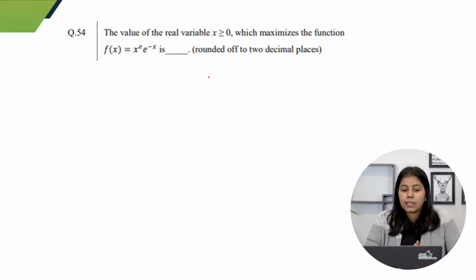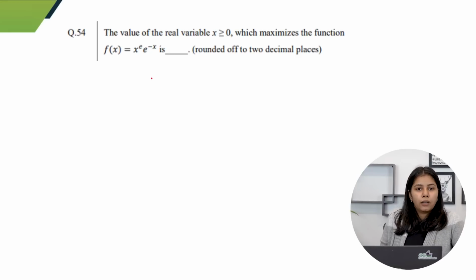Yeah. So this is another question. It says: the value of a real variable x greater than or equal to 0 which maximizes the function. Again, this is from calculus. To maximize any function, what would I do? I'll take the first derivative, f dash x. That would be x to the power e as it is, because this is a product of two functions.